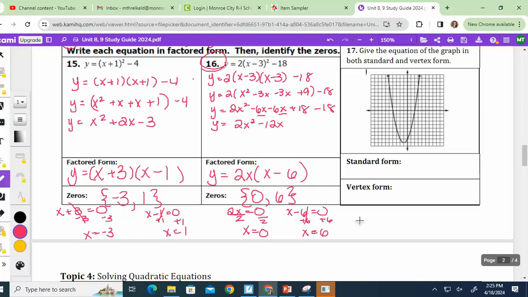If you wanted to double check yourself, I want everybody to do this for me. Open up Desmos and I want you to graph the original problem. Make sure it's charged tomorrow because I only have one charger. All right, so go to Desmos and I want you to graph 2 times the x minus 3 squared minus 18.